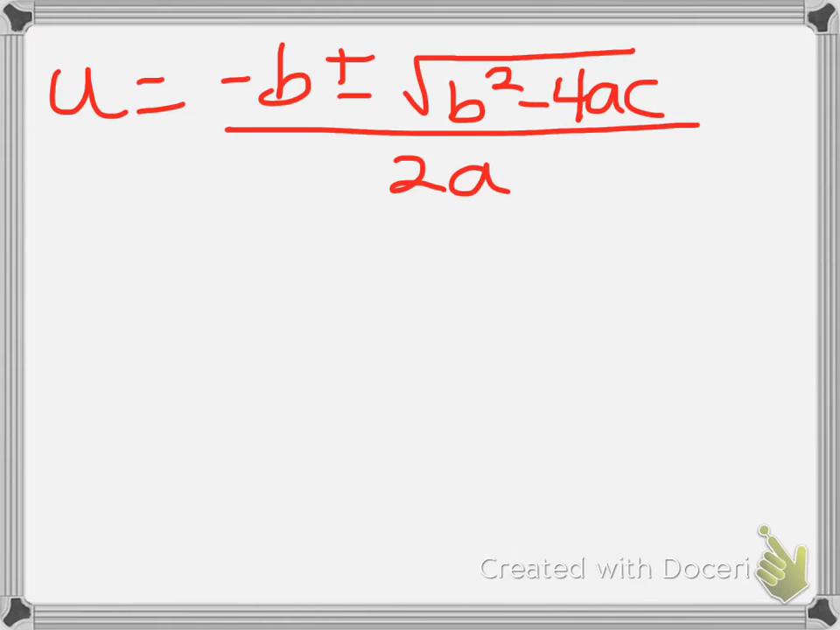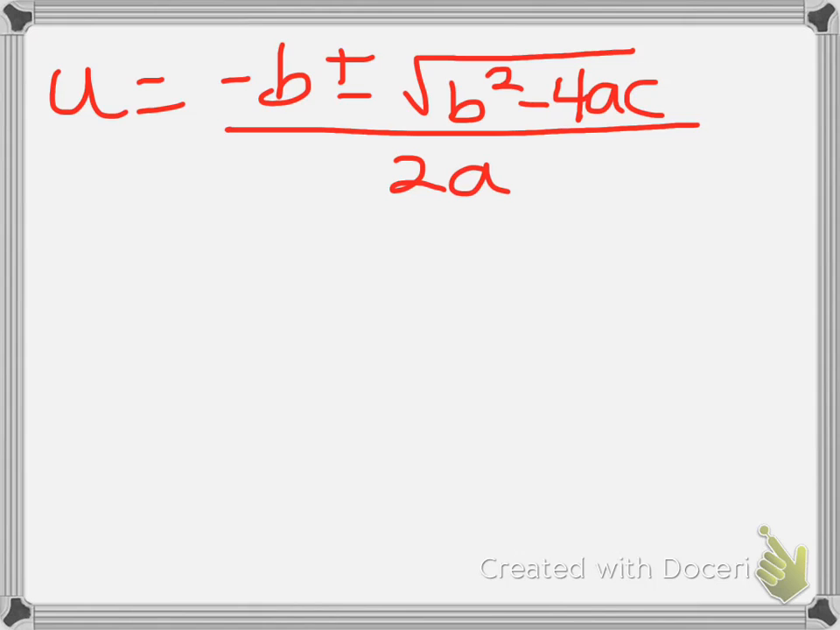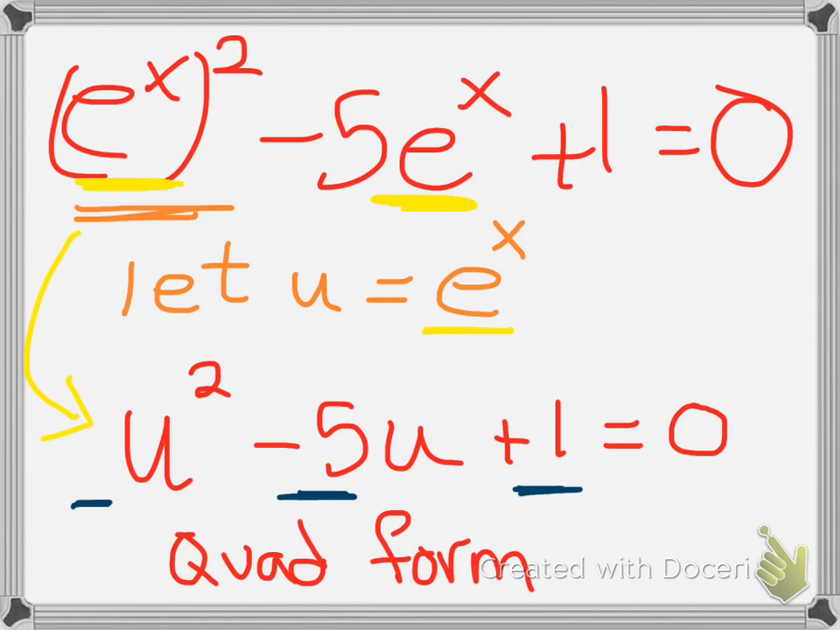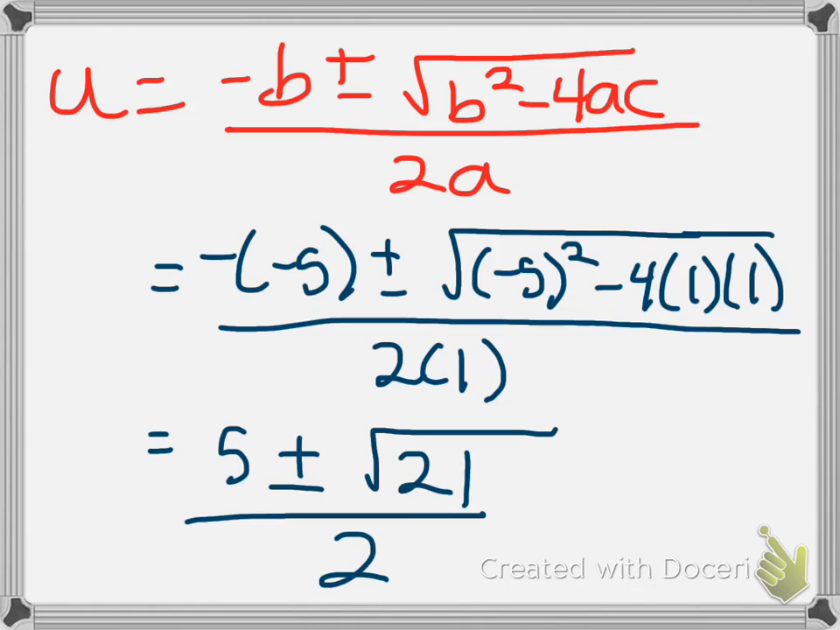And going back and looking at the problem that we have in question, my a here is 1, my b here is negative 5, and my c here is 1. So I may need to go back and forth here for a minute, but that'll give me negative 5 plus or minus. Okay, so that ended up with u equaling 5 plus or minus the square root of 21 over 2.